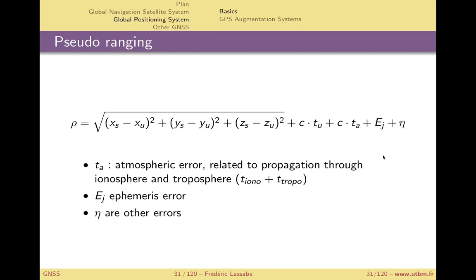Then you add some other things in the real equations. So you add the atmospheric error, which is related to the impact of the ionosphere and the troposphere. The ephemeris error, which increases the older the ephemeris is, and other errors. So these ones cannot be processed because they are not systemic, while these ones can be processed and fixed.